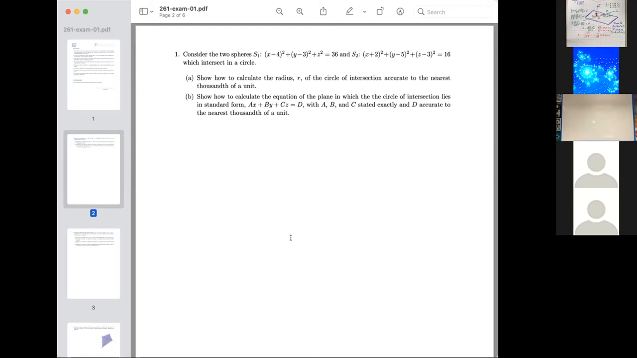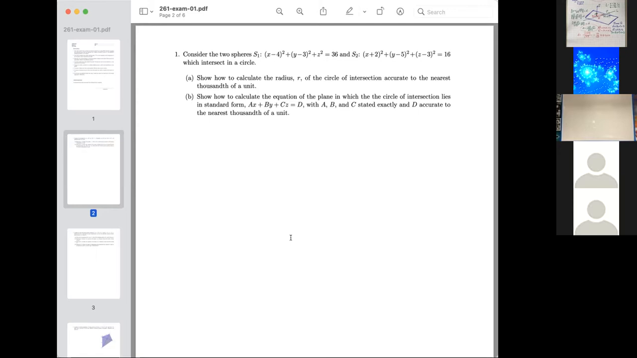Now show how to calculate the radius of the circle of intersection accurate to the nearest thousandth of a unit. So notice how I'm asking for an approximation here. So the exact answer may be too messy to present. I'm allowing you to approximate, but you have to approximate correctly. Show how to calculate the equation of the plane which holds the circle.